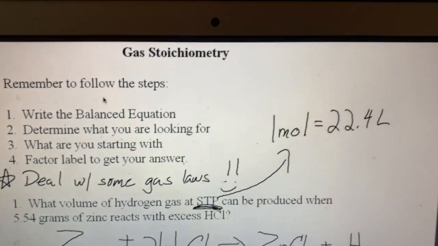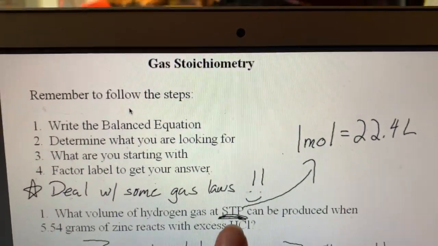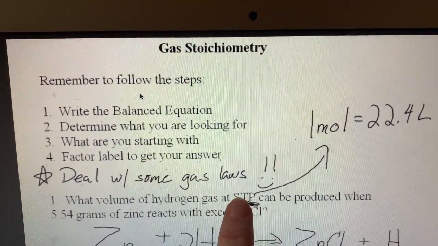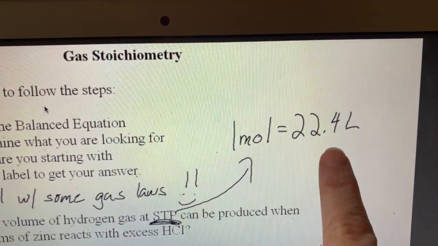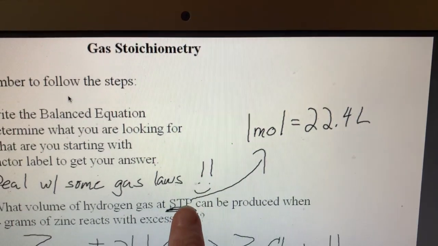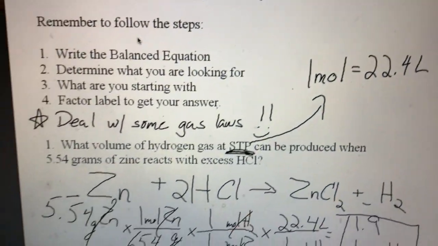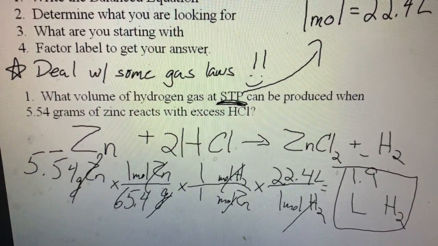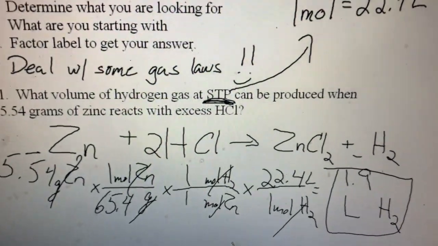Now, the simplest type of gas stoichiometry deals with situations when you're at standard temperature and pressure. Because at standard temperature and pressure, we have a conversion to go directly from moles to volume. Again, this is great, but you can only use it when you're at STP. Let's see what this looks like. What volume of hydrogen gas at STP can be produced when 5.54 grams of zinc reacts with excess hydrochloric acid?